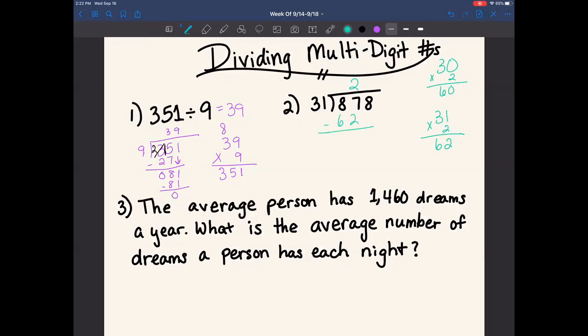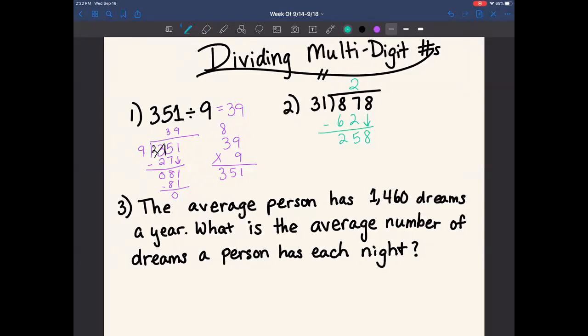I'm going to subtract. So 7 minus 2 is 5. And then 8 minus 6 is 2. And then I have to bring down this last 8. Now, again, I'm in the same problem. Now I have a really big number. So now I'm only going to focus on this 25.